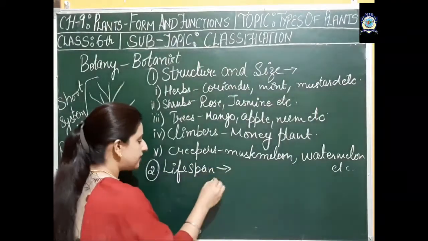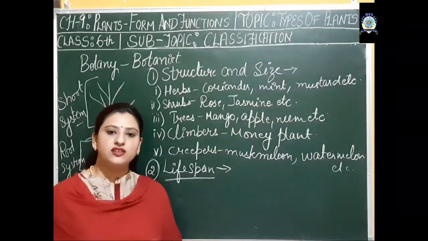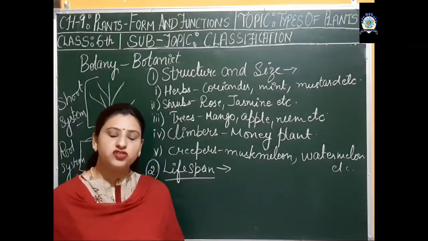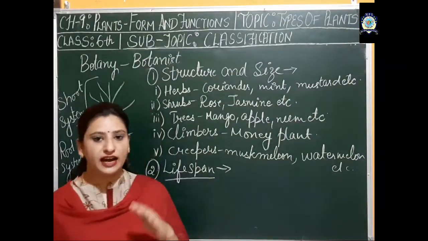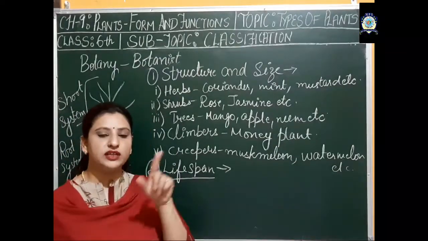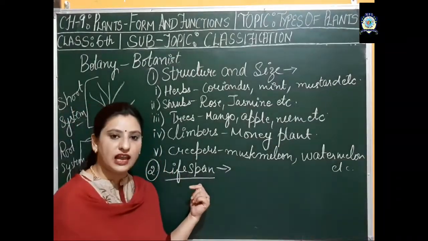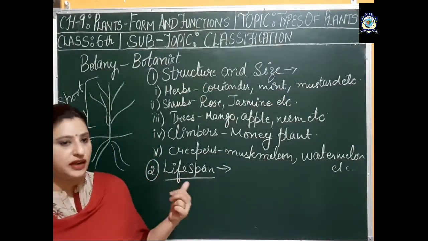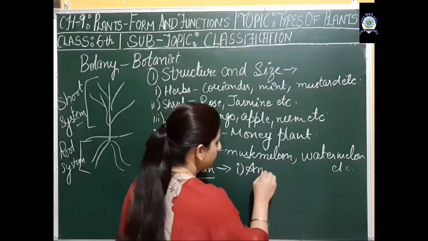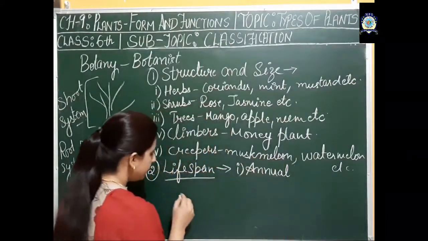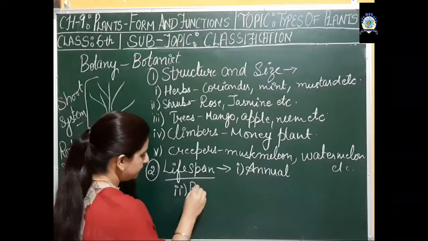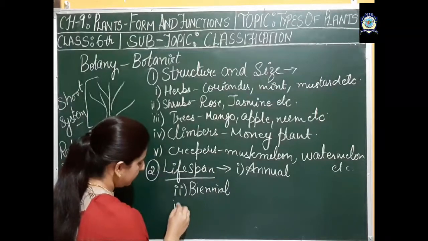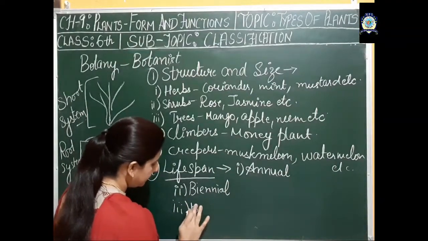Now first of all, what is lifespan? Lifespan means organisms are born, they grow up, they become older and they die. This period of time in between the birth and death is called the lifespan. On the basis of lifespan, the plants are categorized into 3 main types. First, annual. Second, biennial. And third, perennial.